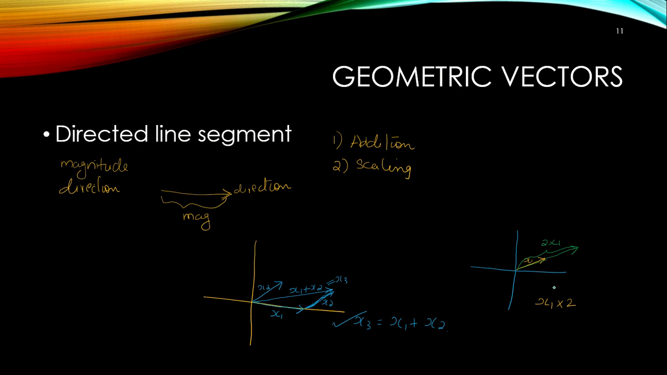So we can see that it finally ends up in another vector. Let it be x3. This longest one is called the x3 vector, and x3 is actually the multiplication of the vector x1 with the scalar value 2. So geometric vectors satisfy these two properties, that is, vector addition and scaling.